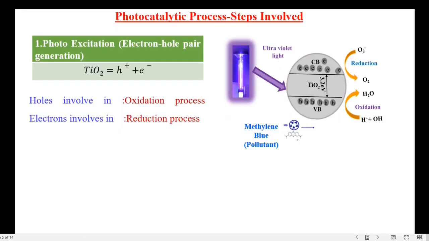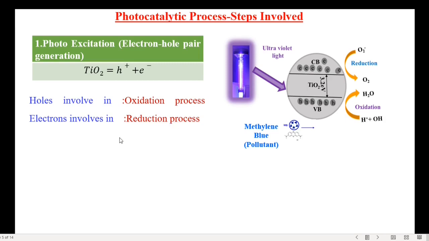Now let us focus on the steps involved in the photocatalytic process. The first step is photoexcitation, that is electron-hole pair generation. Let us take the example of a TiO2 photocatalyst. Upon irradiation of light, the valence electrons leave behind holes in the valence band and move to the conduction band. This process is called photoexcitation. Here the holes are involved in the oxidation process, and the electrons are involved in the reduction process.